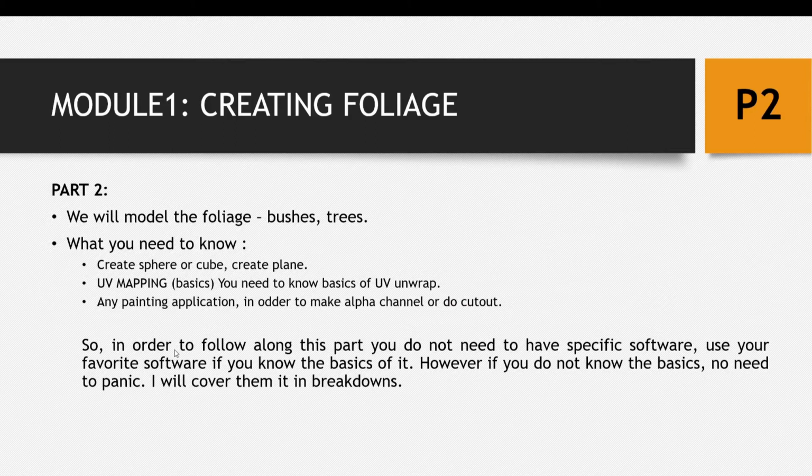Basic knowledge of UV mapping. You need to know how to use the auto wrap UVs tool and how to manually place UVs in 2D space. As well, any painting application like Photoshop or GIMP in order to make a cutout in the background and make an alpha channel.